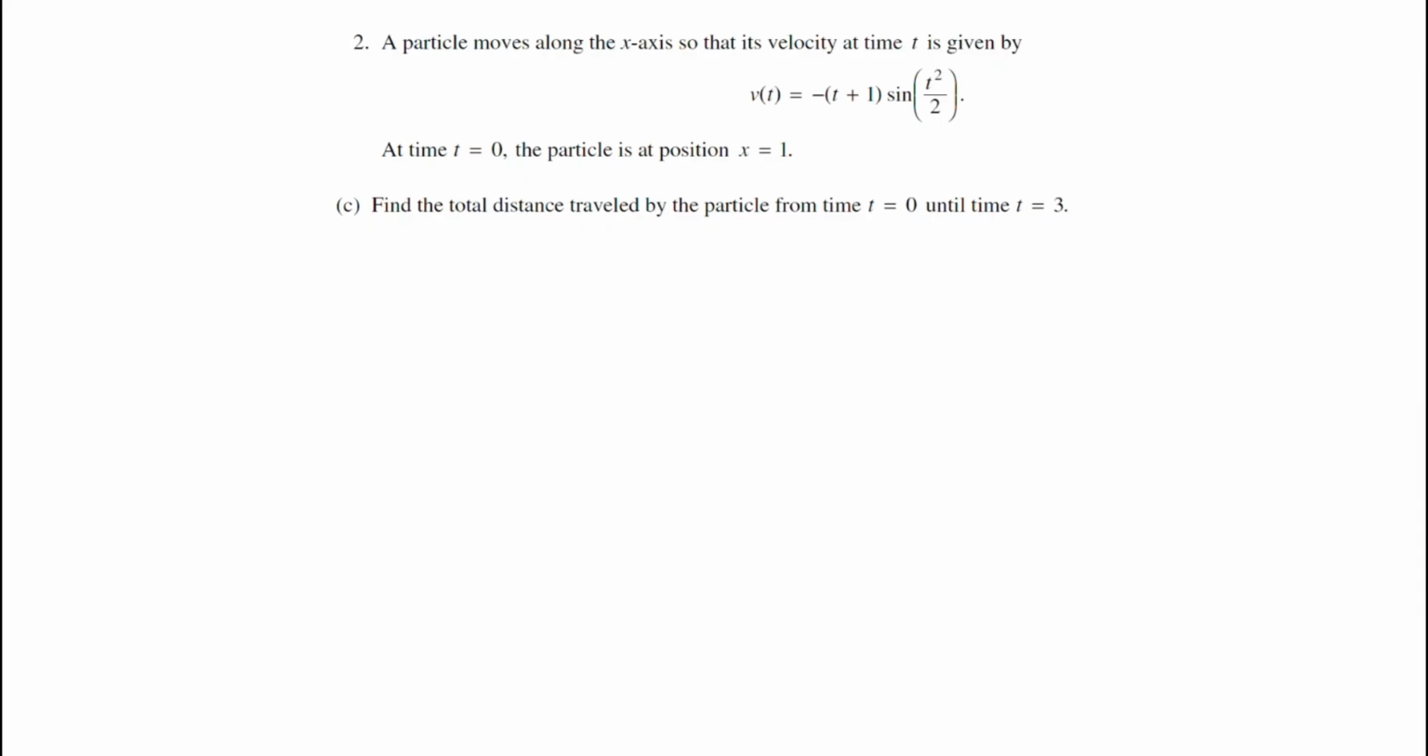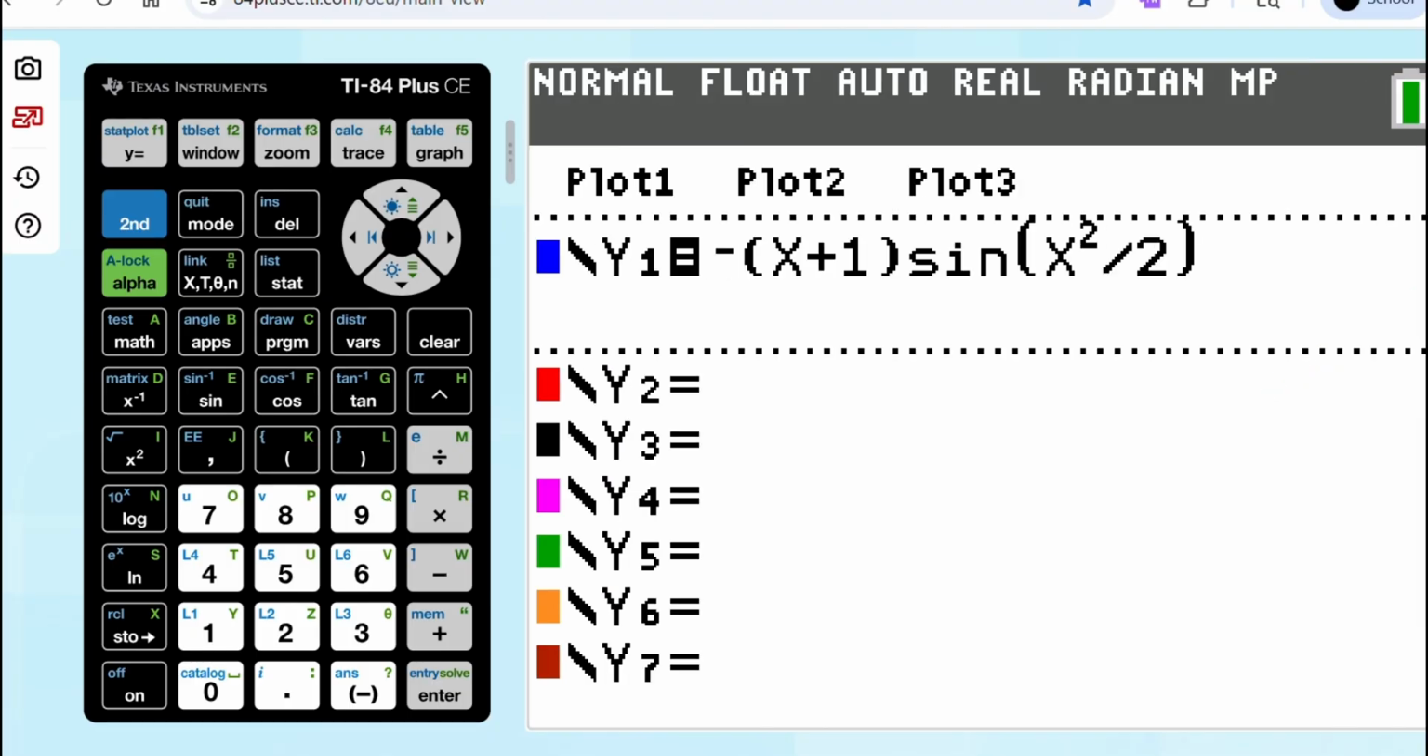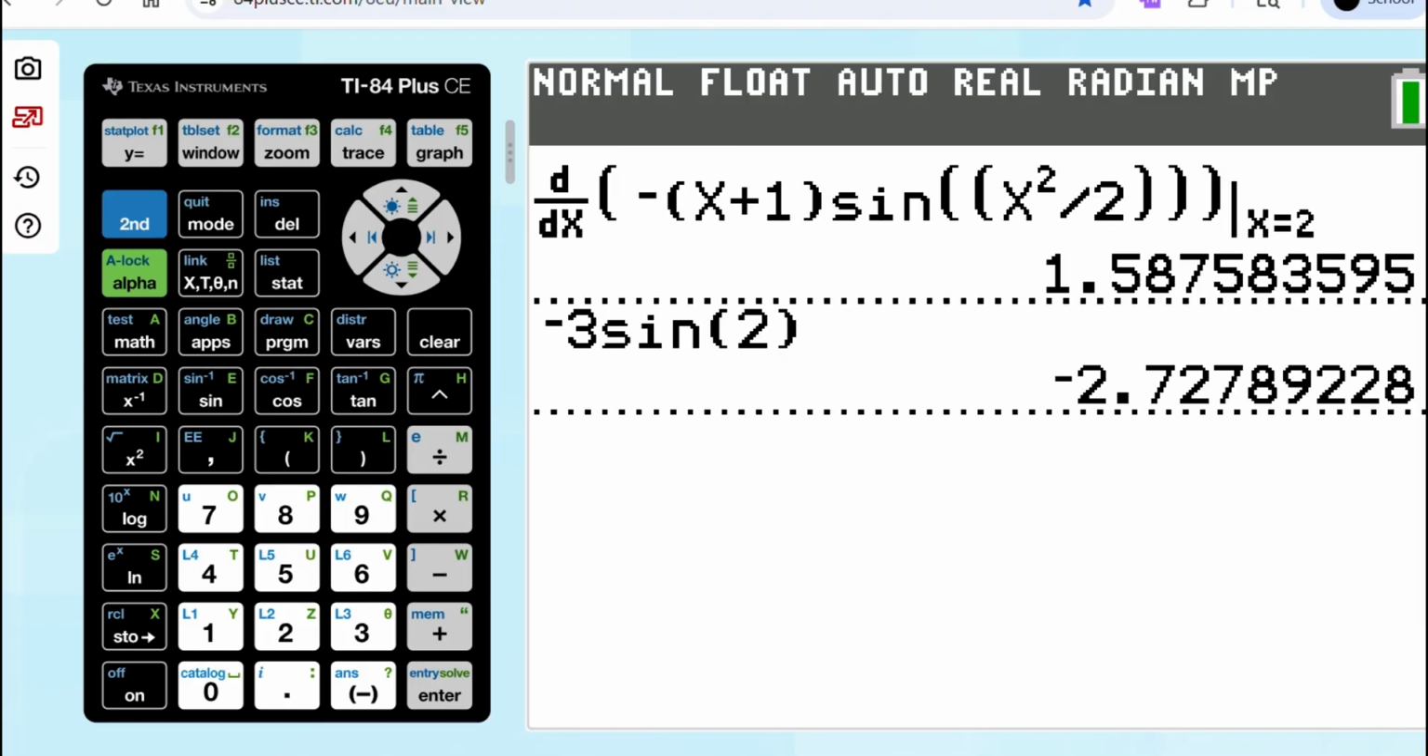In part C, it wants the total distance traveled by the particle from 0 to 3. Well, total distance traveled is always an integral of the speed, and speed is the absolute value of the velocity. So we're just going to integrate the absolute value of the velocity from 0 to 3. And here's the reason why I decided to just graph it and not solve part B by hand, because now in my y equals, I've got the function. So now I don't need to retype it every time I need to use it.